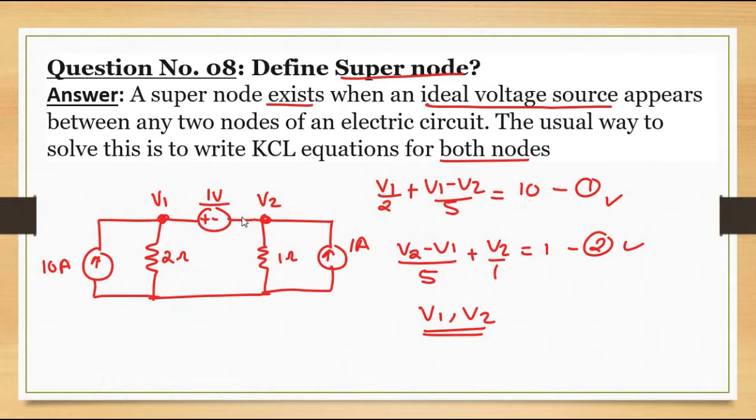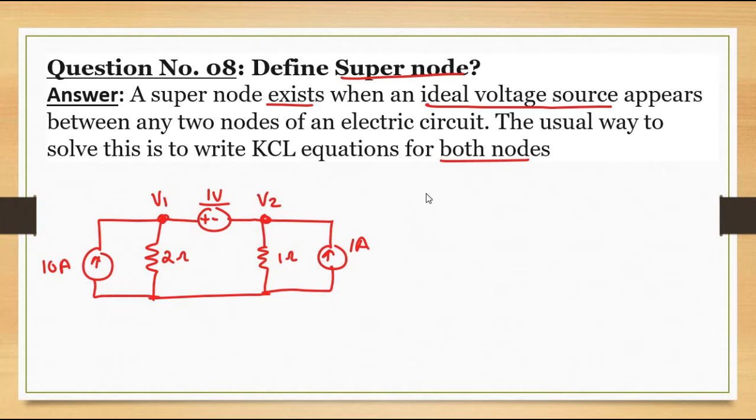And we can't find the value of V1 and V2 by using these equations. So in this case, there will be two equations. One will be for the node voltages V1 and V2, and the second one will be for this supernode. So our first equation will be V1 by 2 plus V2 by 2 minus 10 minus 1 equals 0.